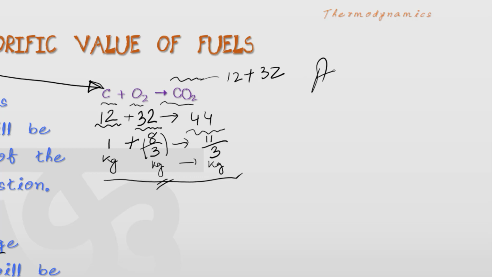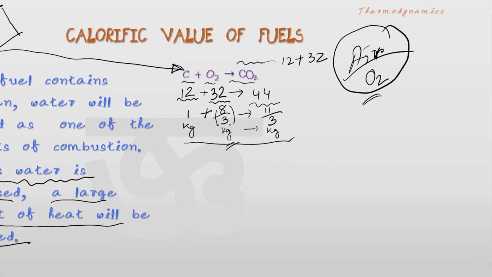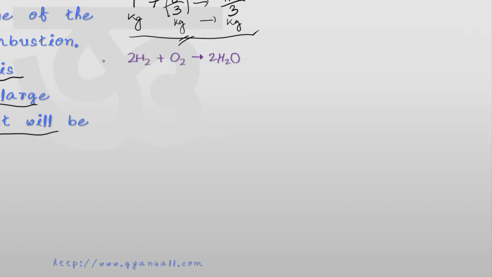So in the air, what is the amount of oxygen present? 21%. 21% in what? Is it in volume or weight? 21% is by volume, but approximately 23% by weight or mass in the atmosphere. So accordingly, that much air will be required. That means more air will be required, because air contains only 23% of oxygen by mass, and by volume it is 21%. Okay, fine.